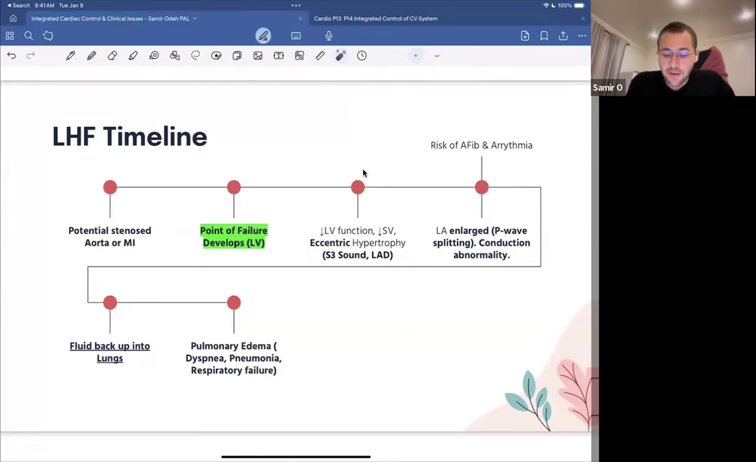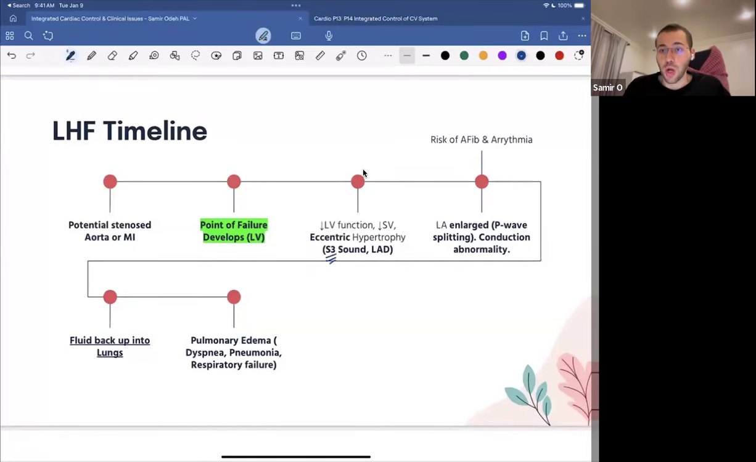So remember, like I said, everything before that point of failure is affected. If the point of failure was your left ventricle, all the symptoms are going to be seen behind it. So you're going to see left atrial enlargement. You're going to see an S3 sound. S3 sound just means not compliant. It means the ventricular wall is very thick, it's not welcoming, it doesn't expand as it should. So you're going to see decreased left ventricular function, which really means decreased stroke volume. Decreased left ventricle, decreased stroke volume.